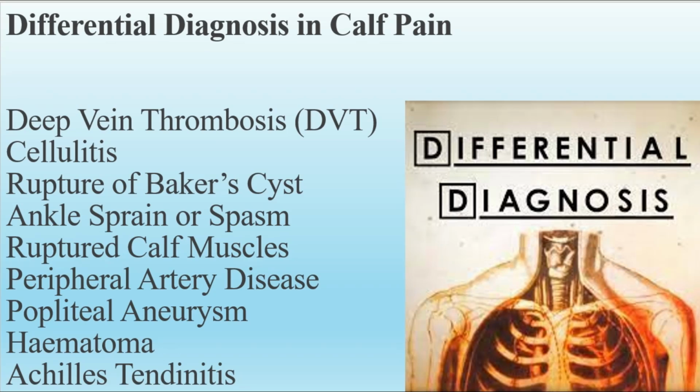So first thing that you have to think about is your differential diagnosis in calf pain. It could be deep vein thrombosis, cellulitis, rupture of Baker's cyst, ankle sprain or spasm, ruptured calf muscles, peripheral artery disease, popliteal aneurysm, hematoma, Achilles tendinitis, and others that you might remember.